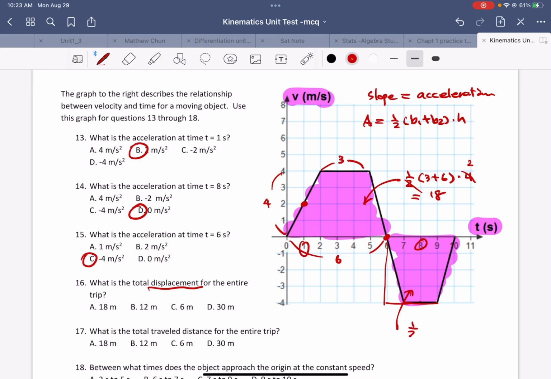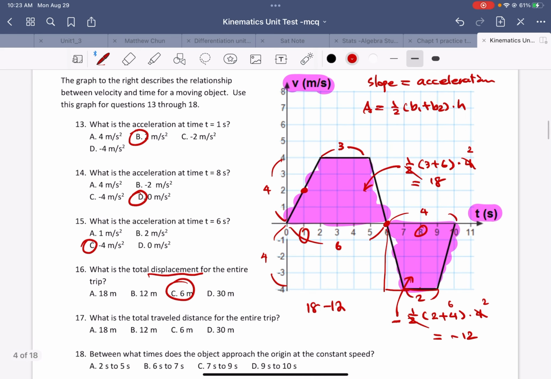Now here, same formula, 1/2. Base 1 here is 4, and base 2 is 2. Height is also 4. So base 1, 2 plus 4, times height. Make sure you put negative, because it's underneath the x-axis. So this one is 6, negative 12. So that area is negative 12. What is the final total displacement? So you subtract: 18 minus 12, which is 6 meters, is your answer. That's the displacement.